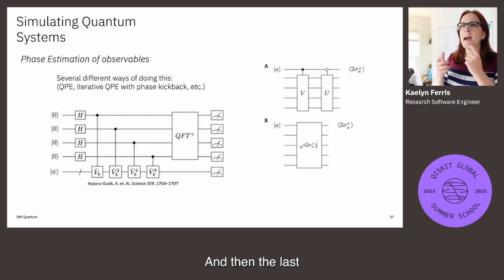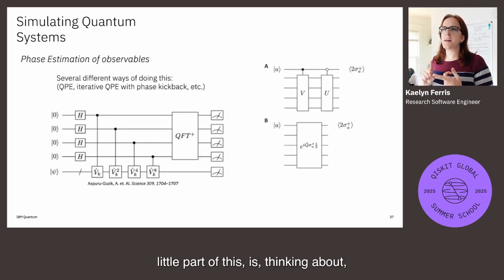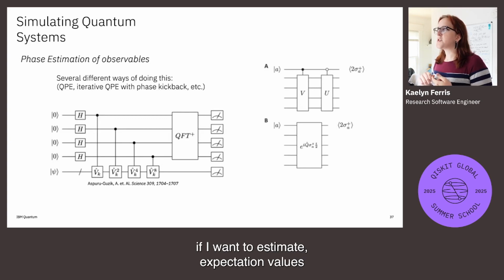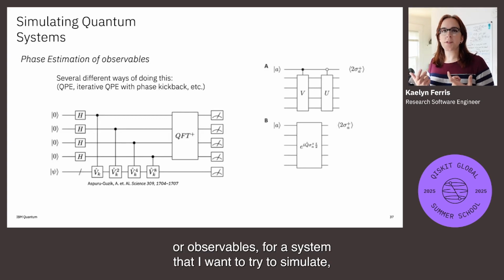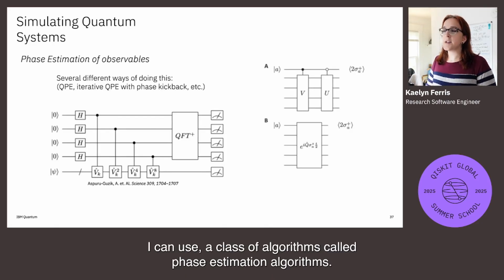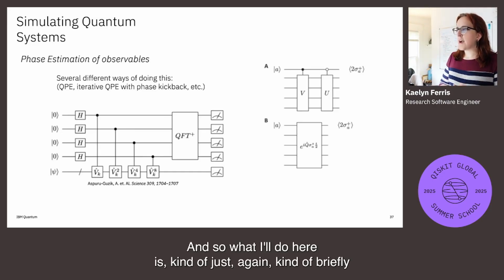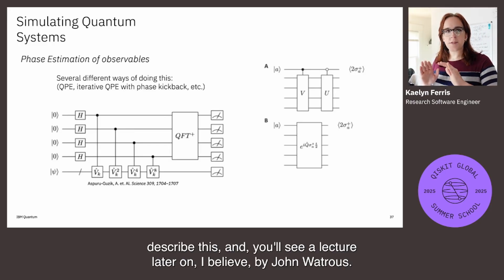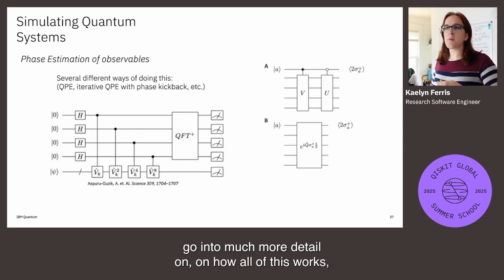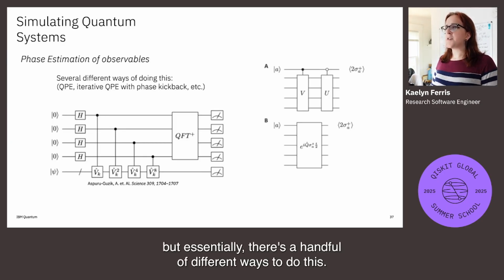And then the last little part of this is thinking about if I want to estimate expectation values or observables for a system that I want to try to simulate. I can use a class of algorithms called phase estimation algorithms. And so what I'll do here is again briefly describe this. And you'll see a lecture later on, I believe, by John Montrose, who will go into much more detail on how all of this works. But essentially, there's a handful of different ways to do this.